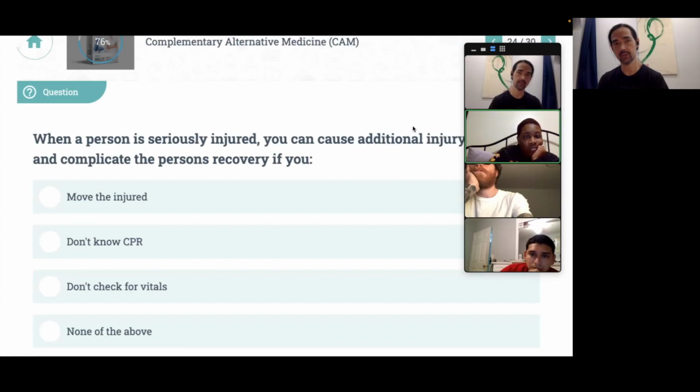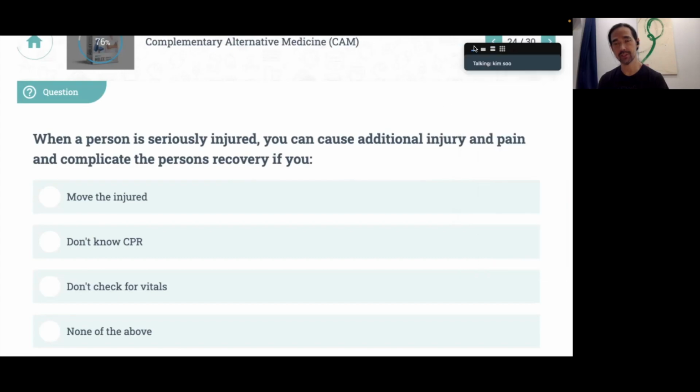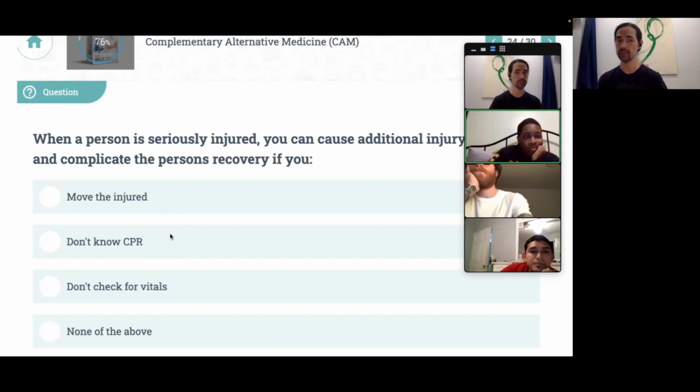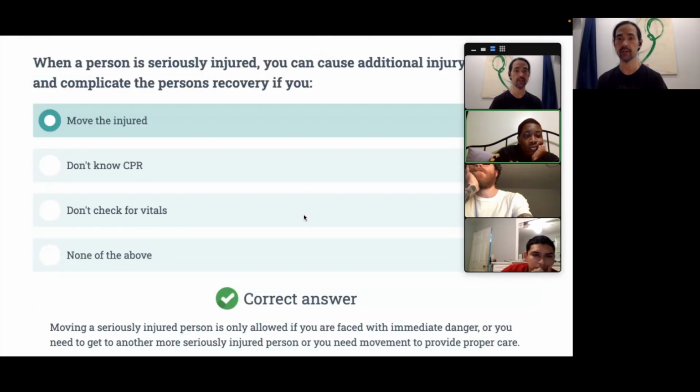Okay, moving right along. When a person is seriously injured, you can cause additional injury and pain and complicate the person's recovery if you move the injured, don't know CPR, don't check for vitals, or none of the above. What do you think? Move the injured. Yeah, if you move the injured.